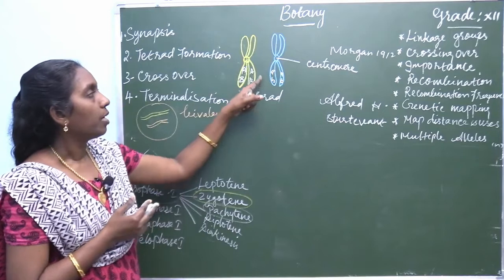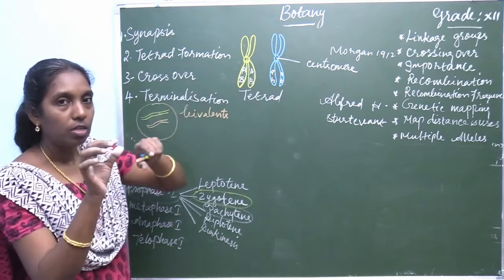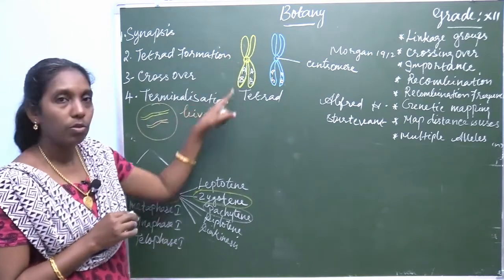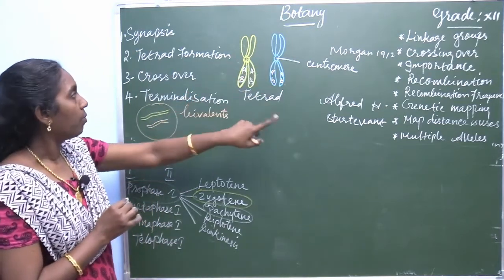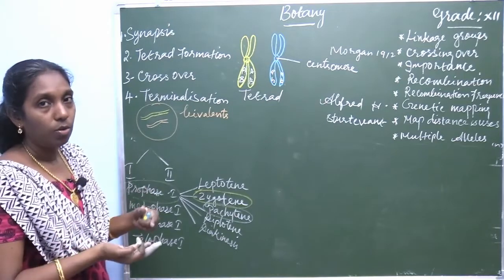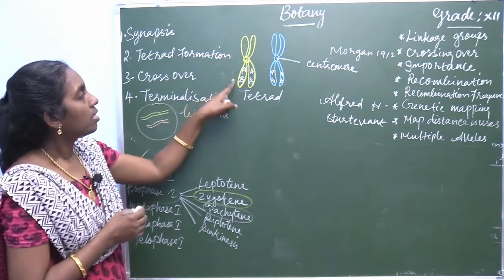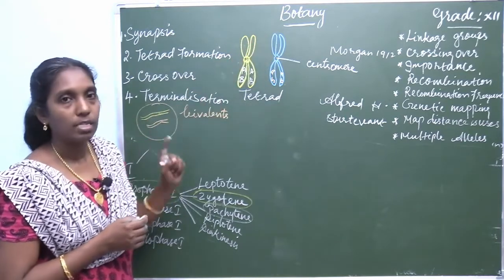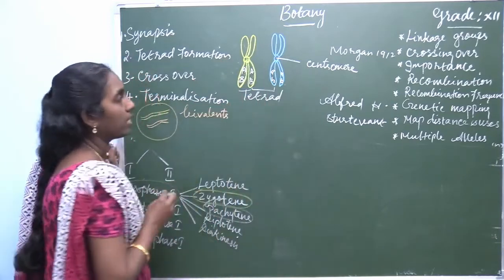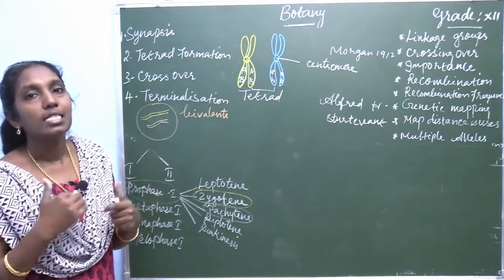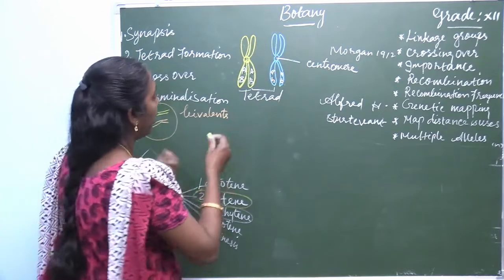The genes located at a particular locus, this is one locus, this is another locus, are arranged linearly in a chromosome. So the tetrad is formed. The next process is crossing over. What is crossing over? These two are sister chromatids, and these two are non-sister chromatids. When two non-sister chromatids exchange their segments, it is crossing over. How do they exchange? Look at this diagram.